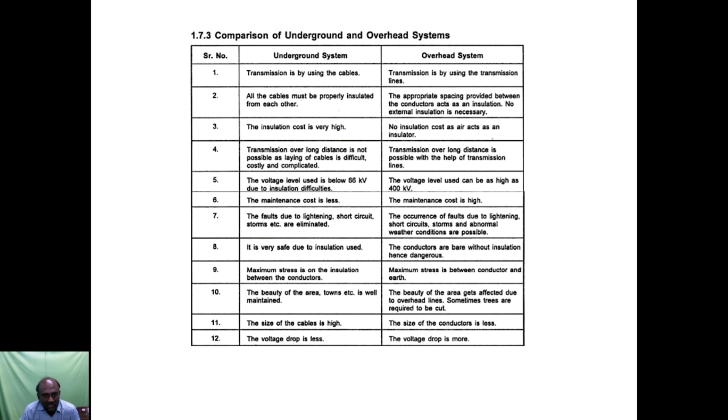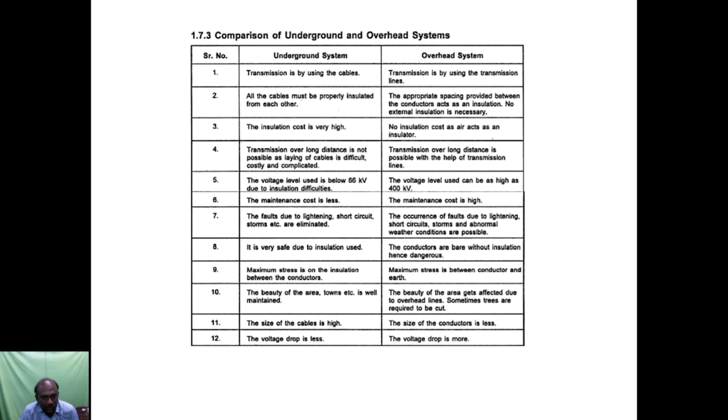In the underground system, the voltage level used is up to 66 kV, but up to 400 kV we can transmit the power in overhead. The maintenance cost is less underground. Once it is invested, no further cost has to be spent. But in the overhead system, we have a continuous maintenance cost. The faults due to lightning, short circuit, storms, etc. are eliminated, so there is no environmental effect in the underground cable system. But in the overhead system, we have the effect of the environment and also natural phenomena.